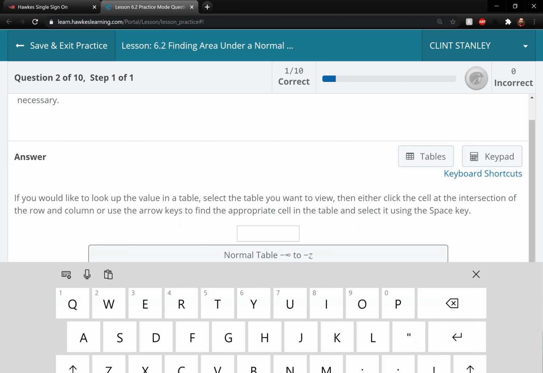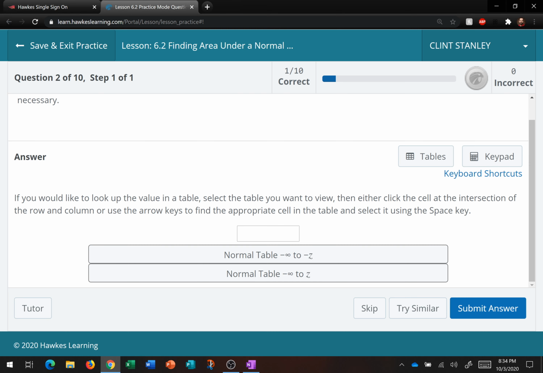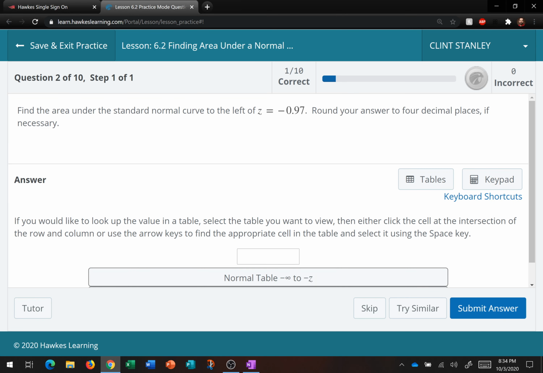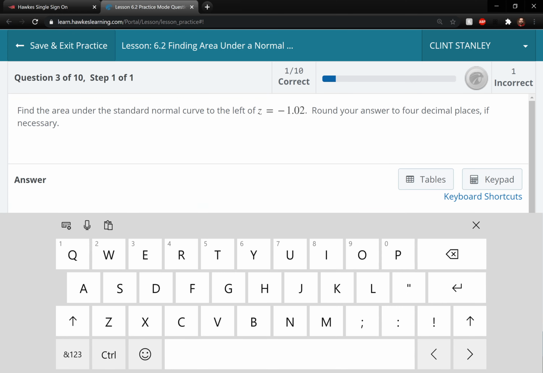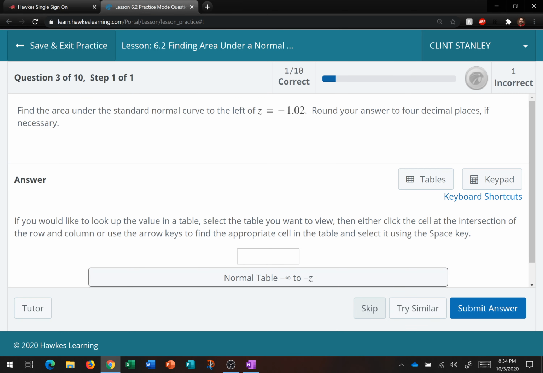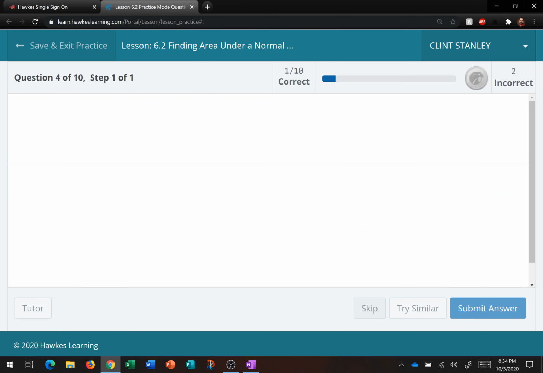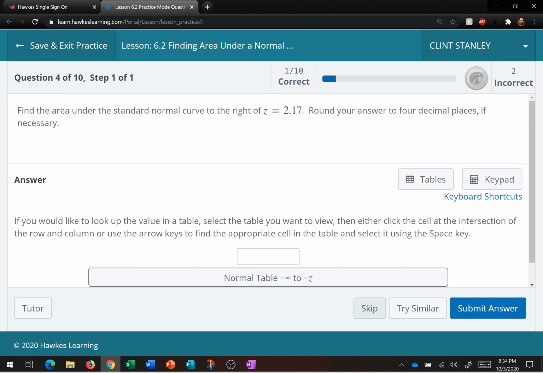Okay, so we've got several of those just to give you some practice. This one's another negative 0.97, area to the left. That's really similar to the last one. Let's find one that's a little different. That's negative 1.02. Again, that's really similar. Okay, let's look at this one.